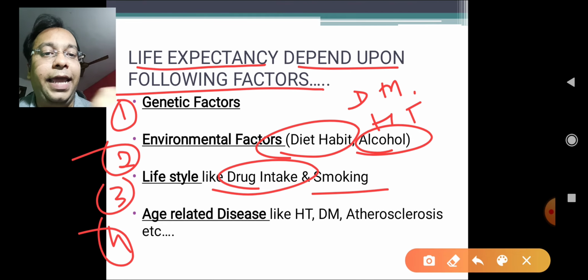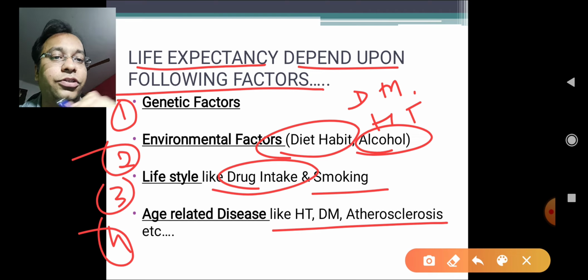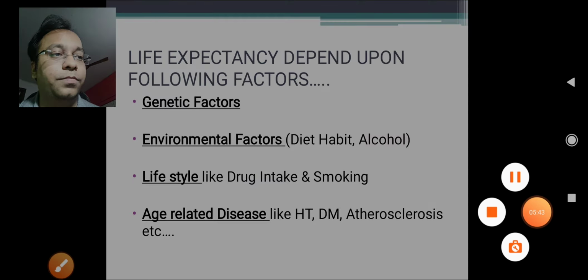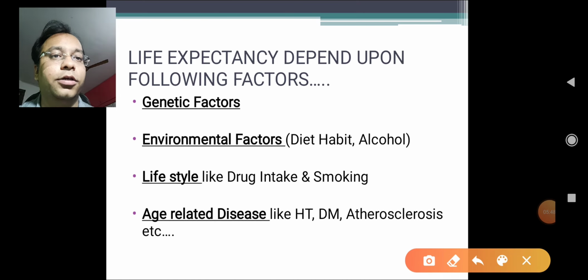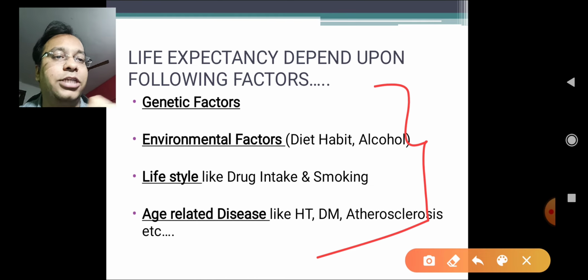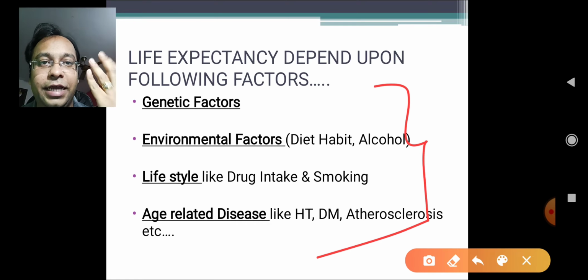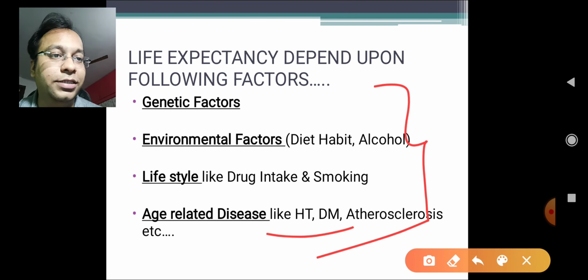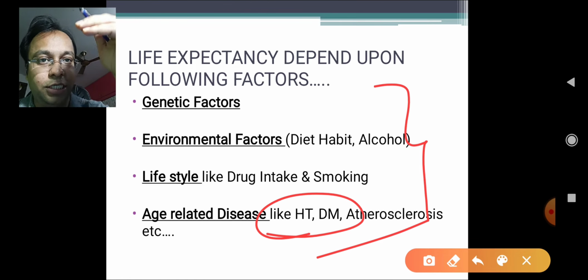Okay, certain age related diseases also can be responsible for cellular aging, right? That includes hypertension, diabetes, atherosclerosis. So basically, these four factors will determine your life expectancy: genetic factors, your environmental factors, your lifestyle, and the age-related disease development, like hypertension, diabetes, atherosclerosis. Obviously, if you have diseases like hypertension, diabetes, atherosclerosis, then your life expectancy will be less.